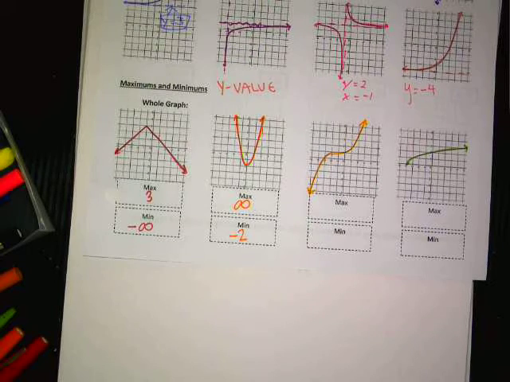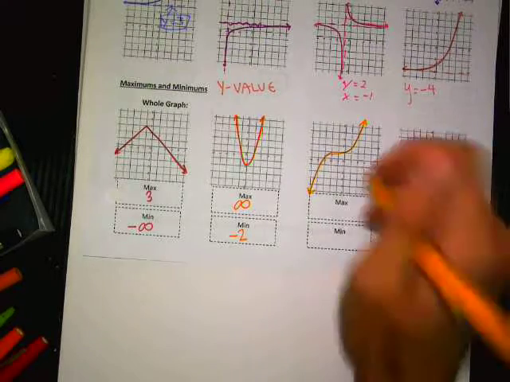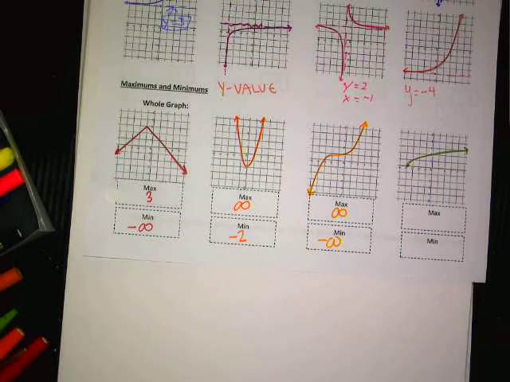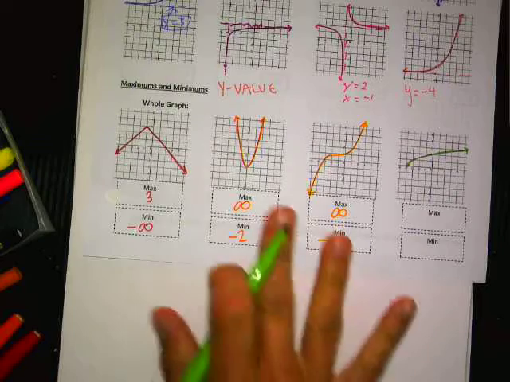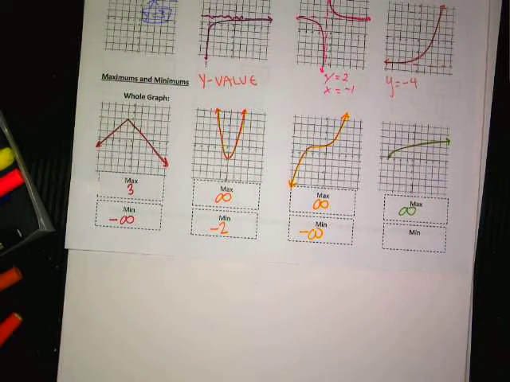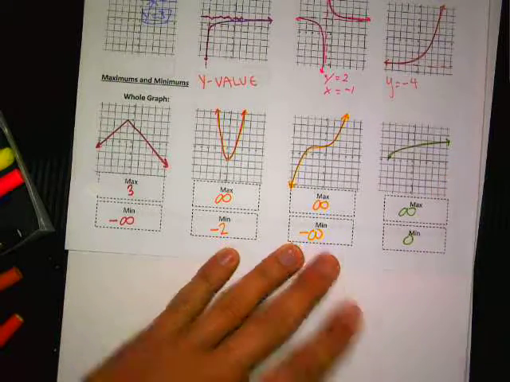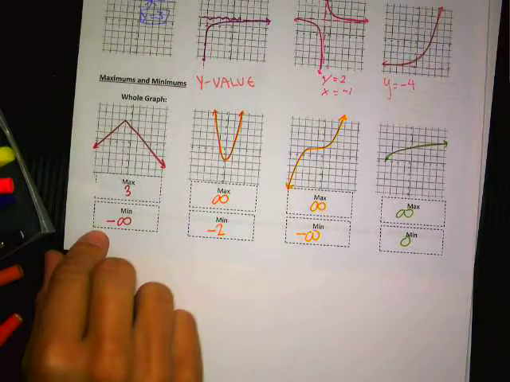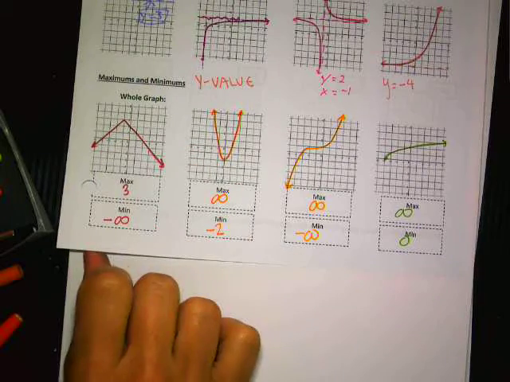Okay, so what is the maximum on the next one? Infinity. What's the min? Negative infinity. Yes. All right, on the next one, what's the max? Infinity. What's the min? 0. Careful on that one. Remember, we're using y values, so you're going down to 0. All right, y'all good with those?